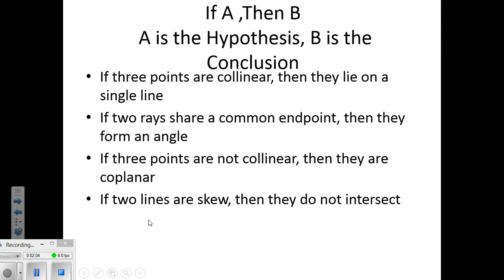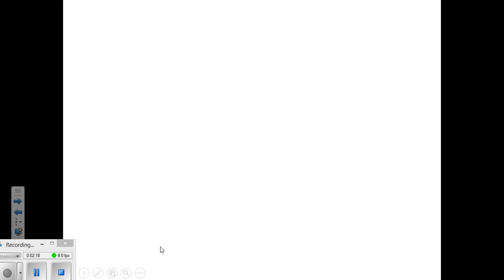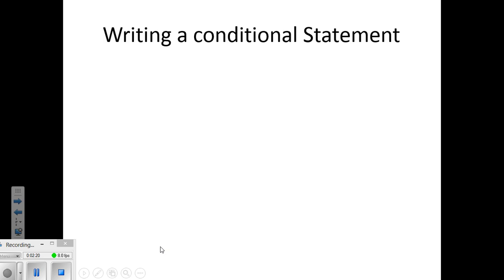If two lines are skew, then they do not intersect. Hypothesis, two lines are skew. Conclusion, they do not intersect. If a figure is a square, then it has 4 sides. Hypothesis, a figure is a square. Conclusion, it has 4 sides. Okay? Now let's look at writing some conditional statements.